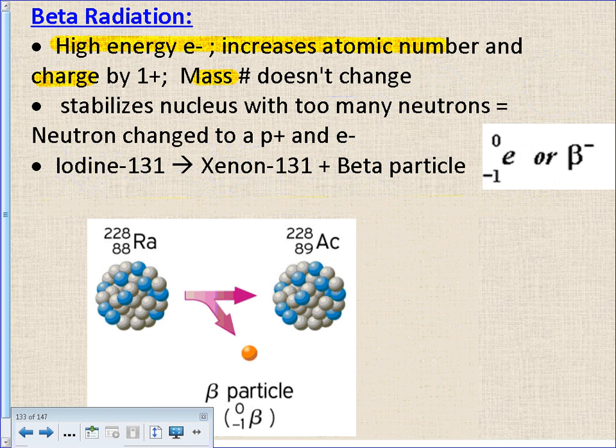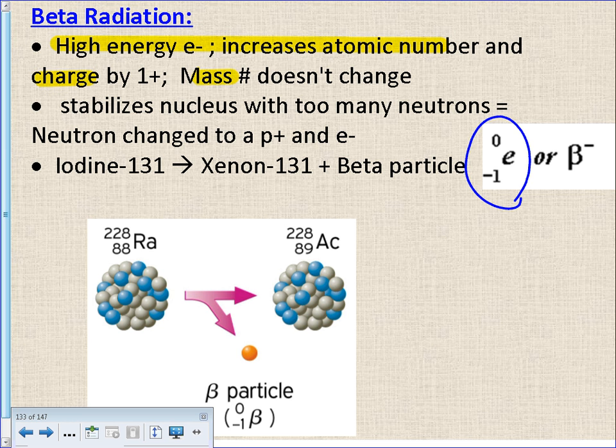All right, beta. The last one was a heavier particle. This one is a high energy electron. We already kind of went through this, because the high energy electron is represented as an electron form like this. It does have a negative charge, but what's actually happening is there are too many neutrons in the nucleus, and that has made that nucleus unstable.